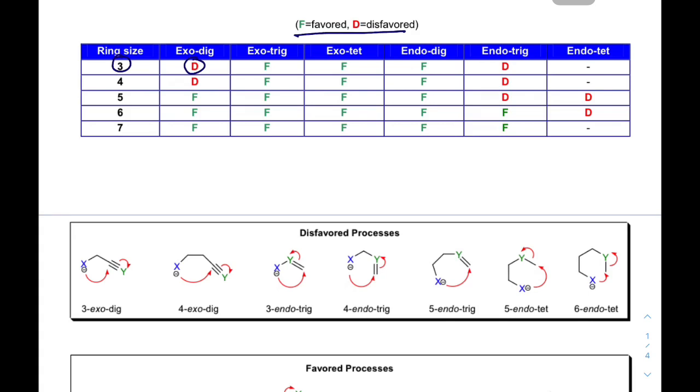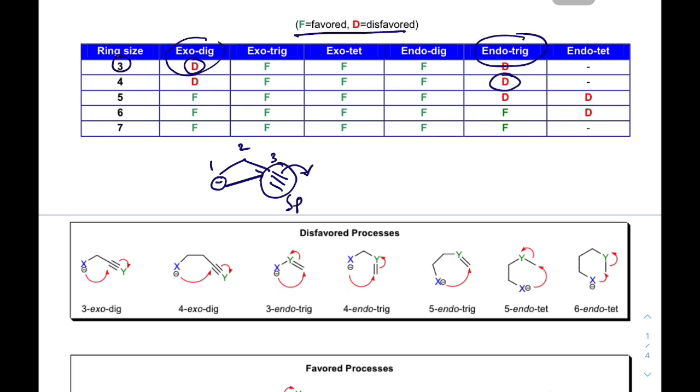If we draw the structure, a 3-member ring will be like this, 1, 2, 3. Now if there is a negative charge and it attacks the 3 center, and this is exo, so it will be outside of the ring, therefore this is a 3 exo dig because this is an sp. Okay, so this is disfavorable.